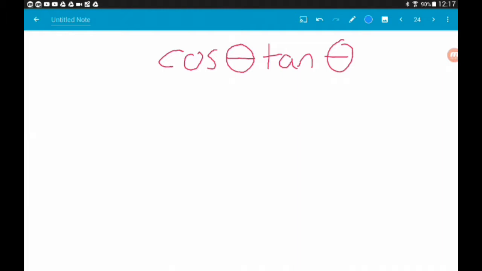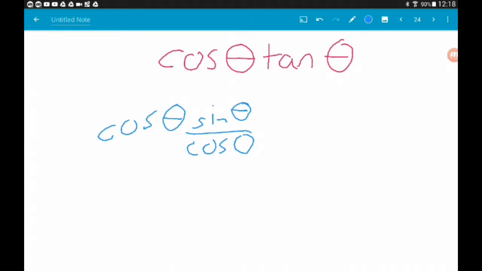So, which of our identities are we using here? Well, we've got a tan, so it's going to help to turn tan of theta into sine of theta over cos of theta. So, we've got cos of theta times sine of theta over cos of theta. So we've got a common factor of cos of theta, so this is actually just sine of theta. There we go, simplified, we've done it.